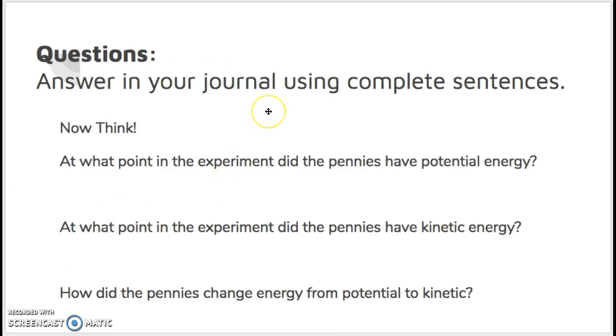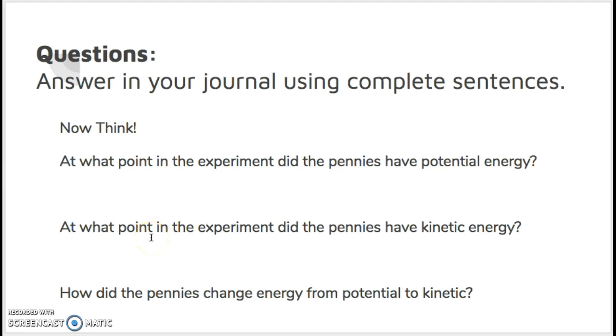The next thing you're going to do is answer some questions in your journal. Make sure you're using complete sentences. So think, at what point in the experiment did the pennies have potential energy? So you're going to answer that question. The pennies had potential energy during the experiment when? And then tell me when.